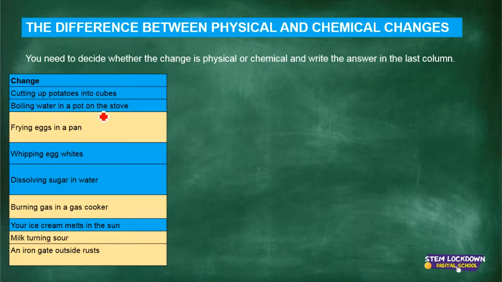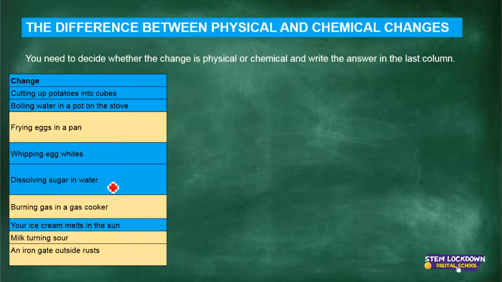Okay, so while I'm waiting, I'll go through all of these, and you can tell me if it's physical or chemical. So boiling water in a pot or on the stove, is this a physical change or a chemical change? Then frying eggs in a pan, is that chemical or physically changing? Is the egg physically or chemically changing? Whipping egg whites. So the process of whipping, is it physical or chemical?